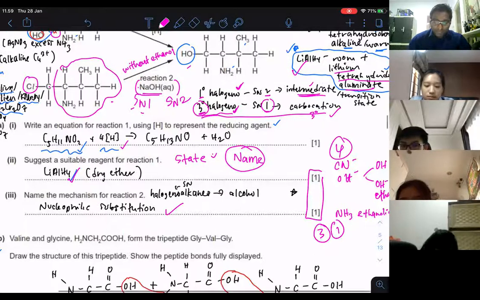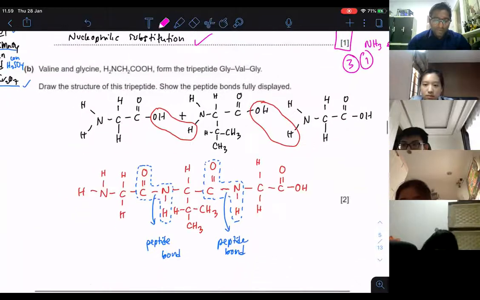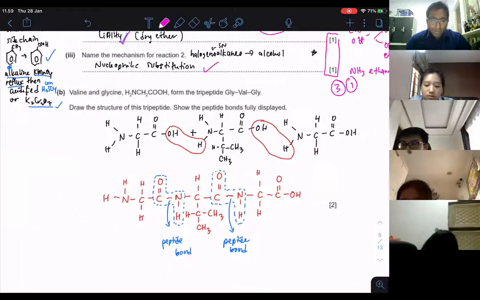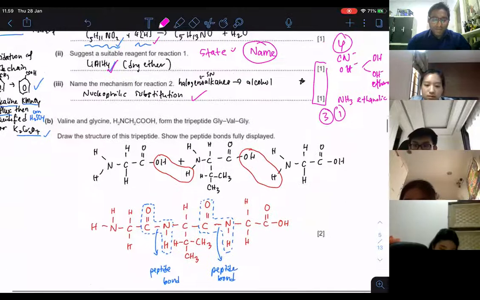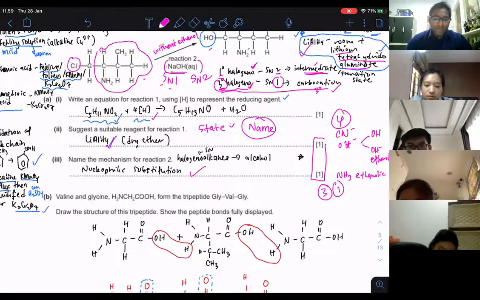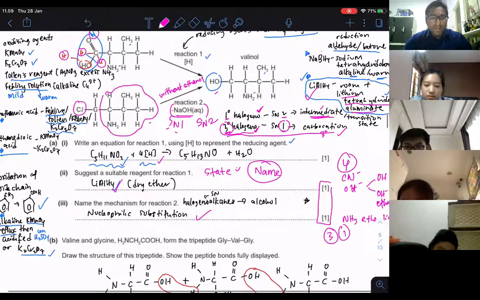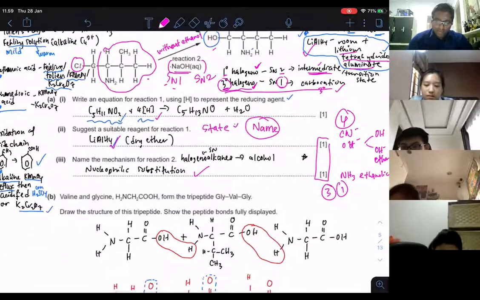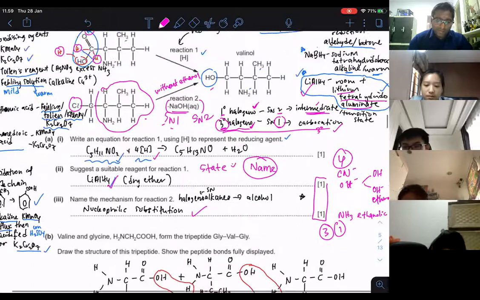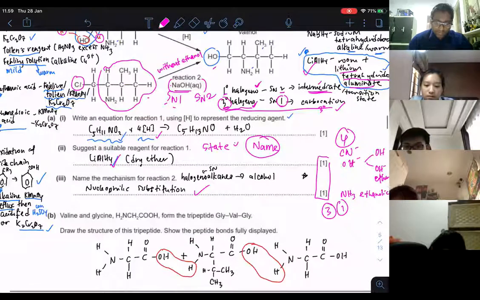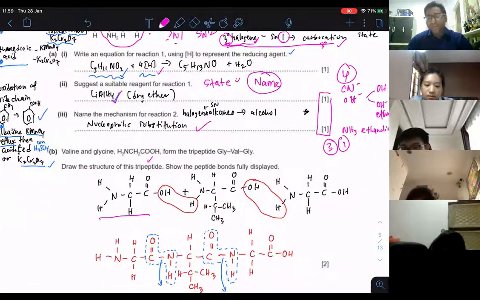So the next question is going to be drawing a structure of a tripeptide. In drawing this structure of tripeptide, very important, how do you arrange? I refer to the glycine over here, that is given. So I just arrange it this way because I know the NH2 must be on one side and the COOH must be on the other side. And then they say valine.